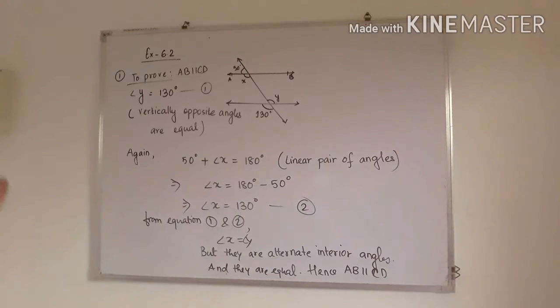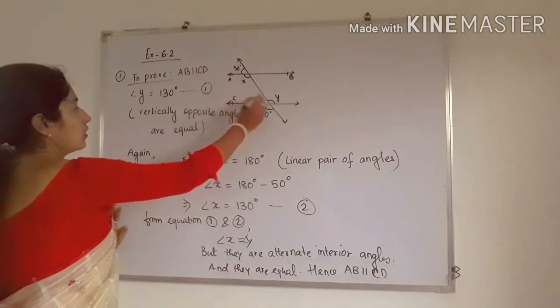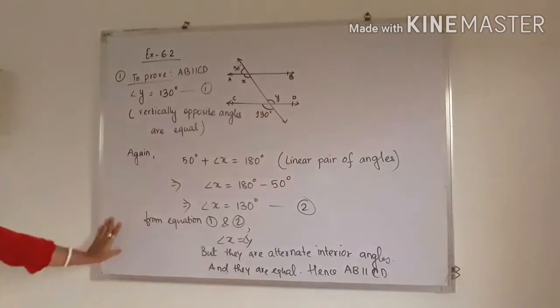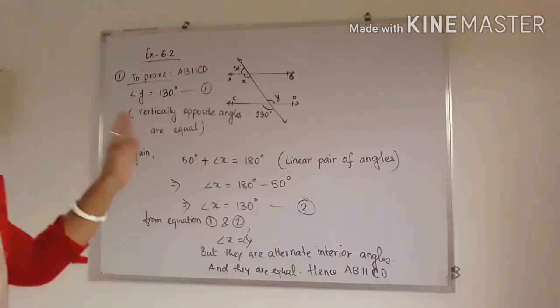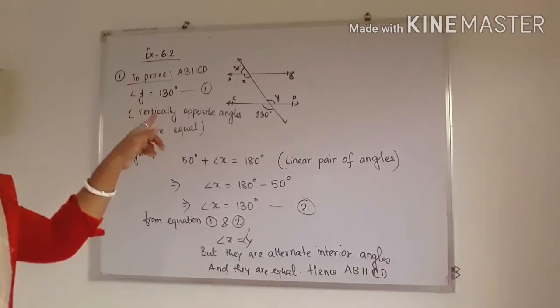So this is the question from exercise 6.2, question number 1. You have to prove AB is parallel to CD. This is not given; they are parallel, it is not given. Just some angles are given. One is 50 degrees, another is 130 degrees.